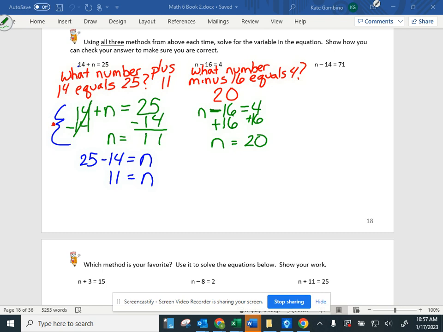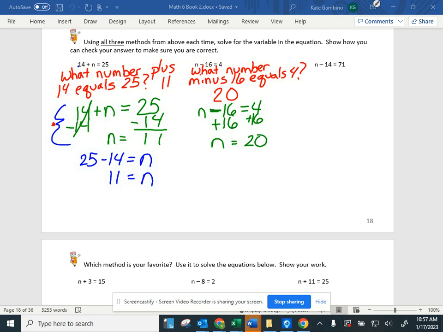So if it's minus 16, think of it as negative 16. Negative 16 plus 16 equals out to be 0. And that's what I want. I want it to be a 0, so n is by itself. N plus 0 is still n.